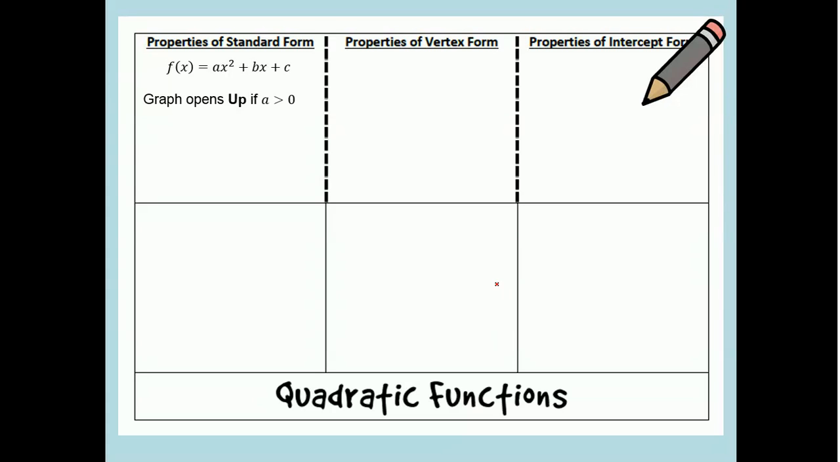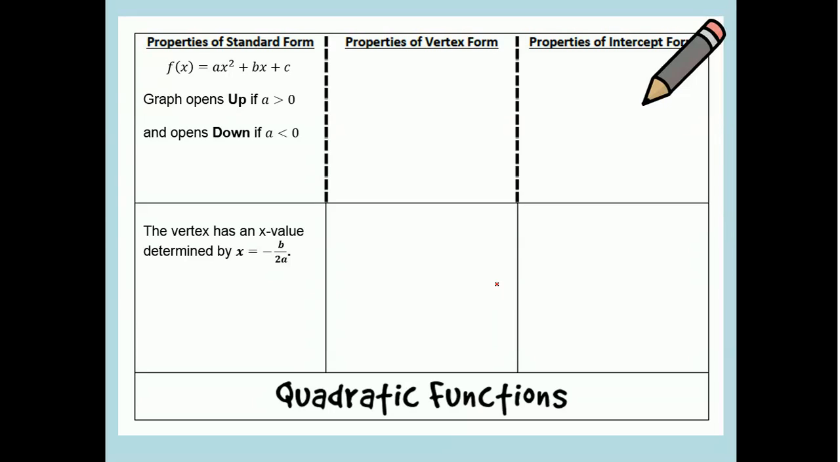The graph will open up, so it's going to be a U going up like a normal U, if your a is greater than 0. So basically it's a 1, a 2, a 3, a 1.5, something like that. Your graph's going to open down if a is less than 0. So it's a negative of some kind, like negative 1/2, negative 1, negative 2. So basically, is there a negative in front of the x squared?